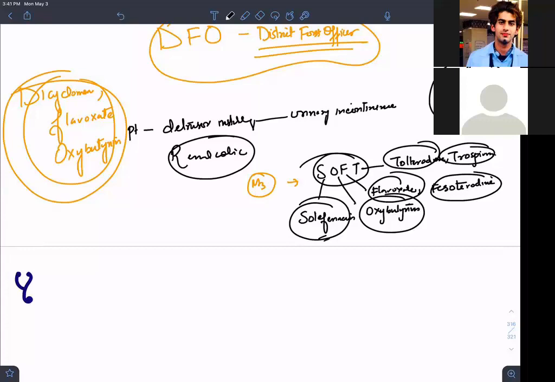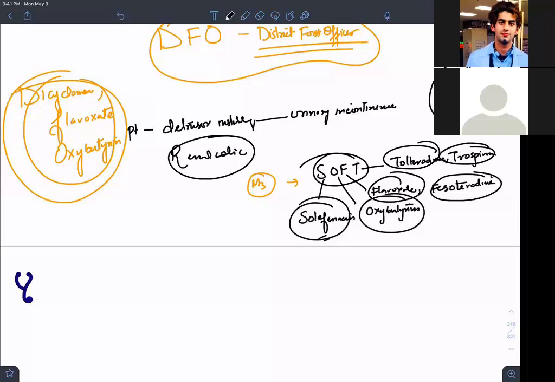Oxybutynin. You don't speak with me because that's how you forget the drugs. It needs a hell of a lot of revisions to learn. Then only you can prescribe this drug. Otherwise it's not possible to learn. Oxybutynin. Flavoxate. Tolterodine. Trospium. Fesoterodine.